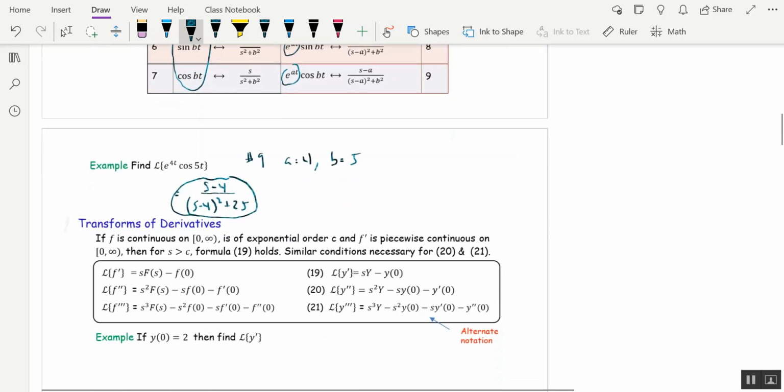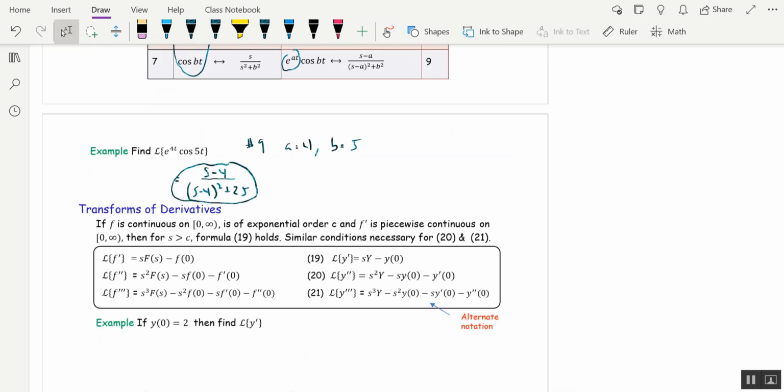Okay, transforms of derivatives. In your table, if you look at your Laplace transform table, you'll see formulas 19, 20, and 21 stated like this with L of f prime, f double prime, f triple prime. Typically, we're going to want to use these three forms over here, L of y prime, y double prime, y triple prime. Seldom will we be doing y triple prime, but mostly we'll be using formulas 19 and 20. I have a proof of formula 19 at the end that uses integration by parts. It's not difficult, but let's apply these formulas.